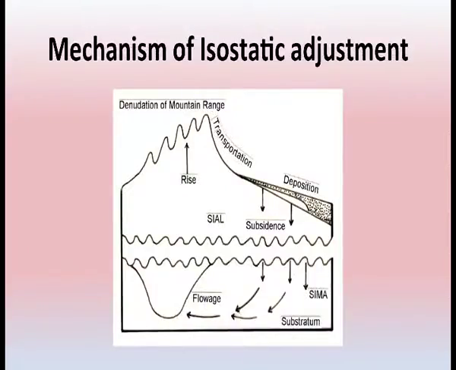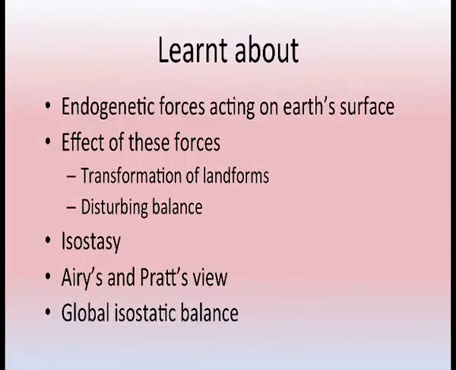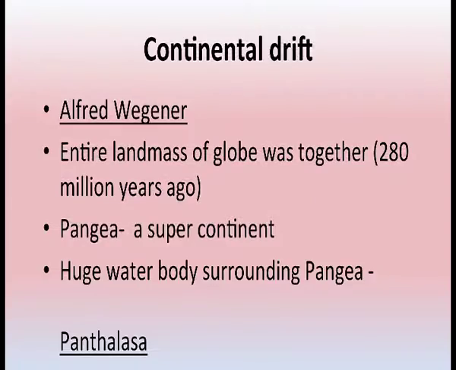Now, the mechanism of isostatic adjustment can be seen in the picture. There is transportation, deposition, erosion and then a flowage of material inside the earth's surface in the SIMA, you can see. Now, we learnt about endogenetic forces and how they transform earth's surface, then exogenetic forces, isostasy, Airy's and Pratt's viewpoint. Now, related to this, all these isostasy and balance, we'll be discussing continental drift. This was the theory that was propounded by Alfred Wegener.